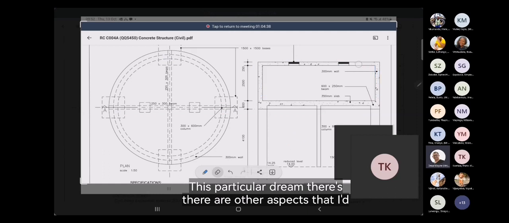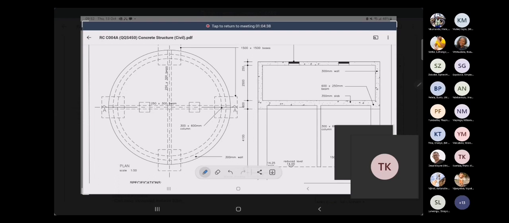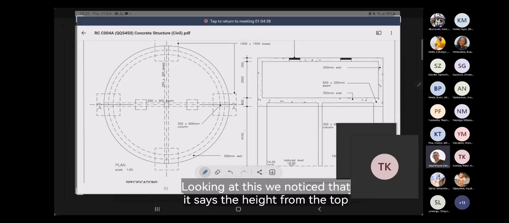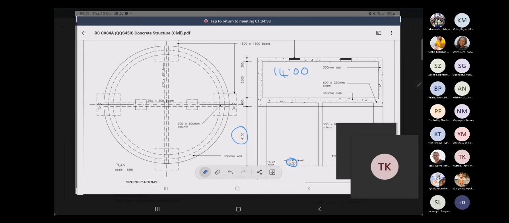There are other aspects that I'd like to show. Looking at this, we notice that it says the height from the top of the column base is 4 meter 100. Right? But have a look at what it says. The reduced level is at 14. See there? The reduced level is at 14.